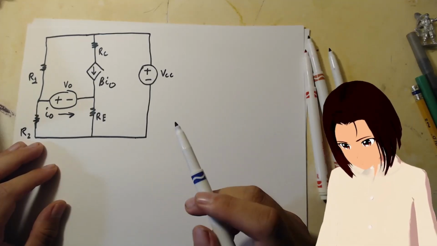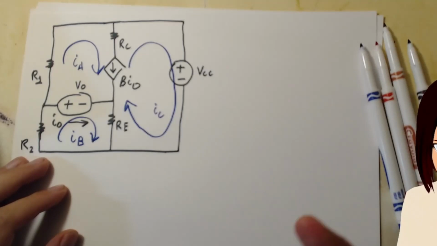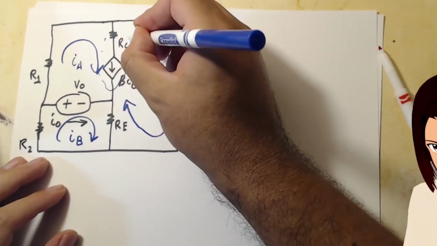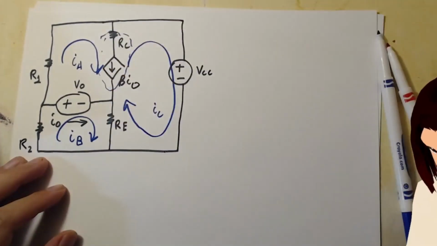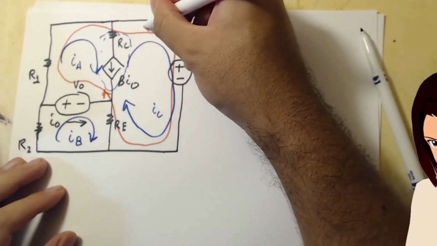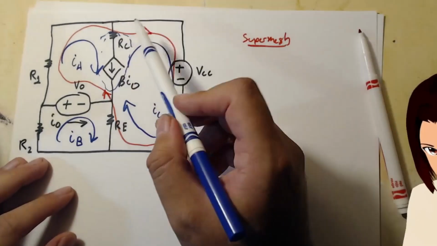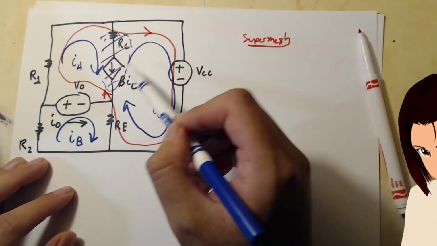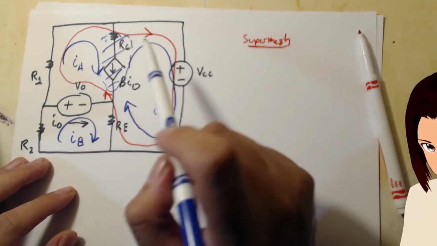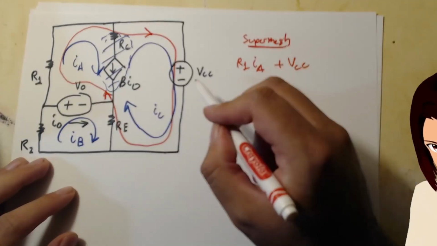So now with that, I just have to write the mesh. Let's just write the meshes. Now let's write the super mesh. So the super mesh, we're gonna highlight this. Highlight that. Okay, and then we're gonna basically eliminate that, and let's draw the super mesh. It's in that direction, and we have our super mesh. All we gotta do is, from inspection, think of this as essentially something that's not connected. That includes RC. R1 times your IA plus VCC, because it's going to the plus.